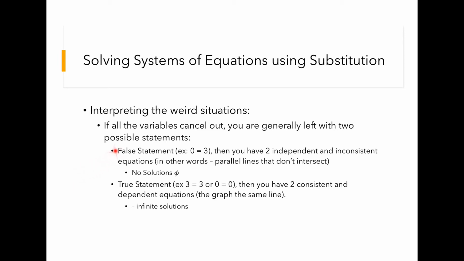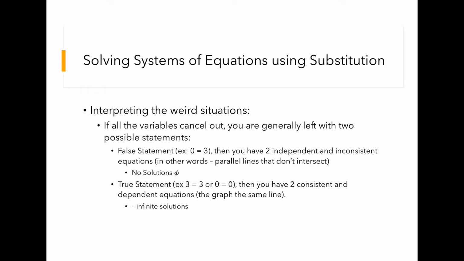The first one is what we had there, where we end up with a false statement. There we had negative 1 equal to, I believe, 3. But we could have 0 equal to 3 or what have you. In that case, what that's telling us is we have two independent and inconsistent equations. In other words, they're parallel lines that don't intersect. So they're independent, meaning they're different equations, they're different lines. Inconsistent means they don't share any points. And so these are two parallel lines, and since parallel lines never intersect, at least according to Euclidean geometry, we would say there's no solutions for this set.